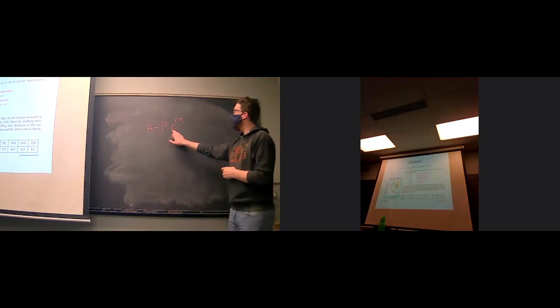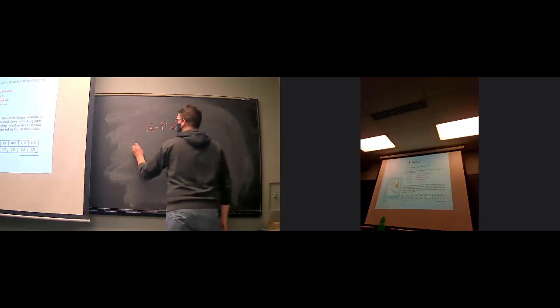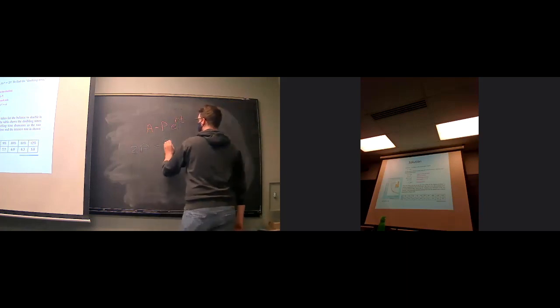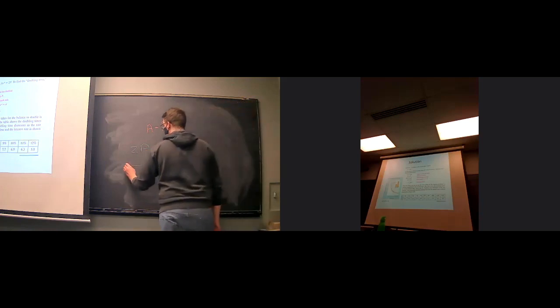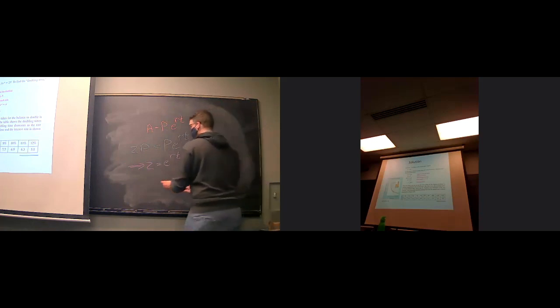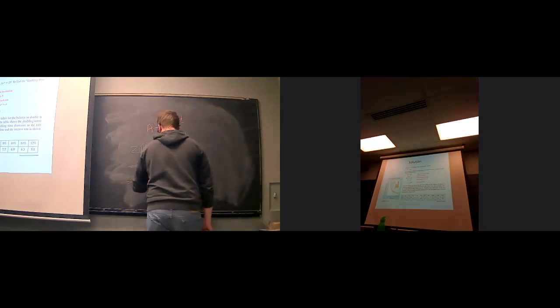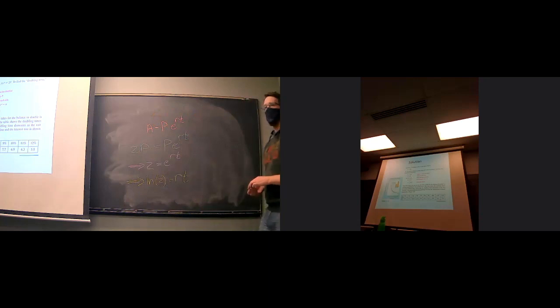So from here, we want to know when this thing's going to be equal to 2P, right? So let's go ahead and replace A with 2P. Divide P from both sides. Take the ln of both sides. And divide both sides by R.